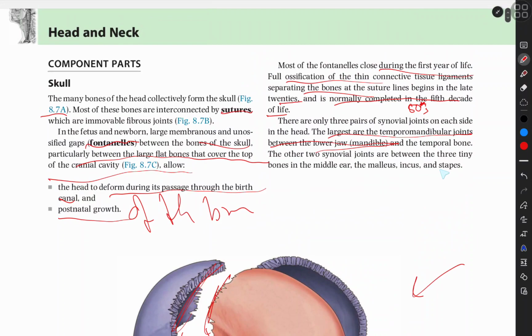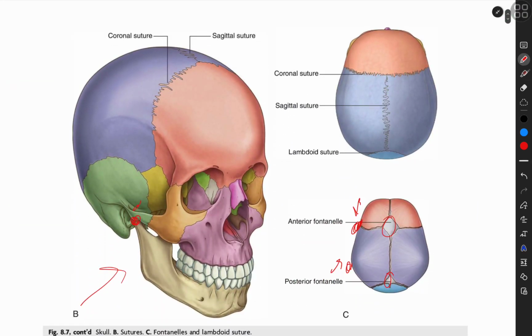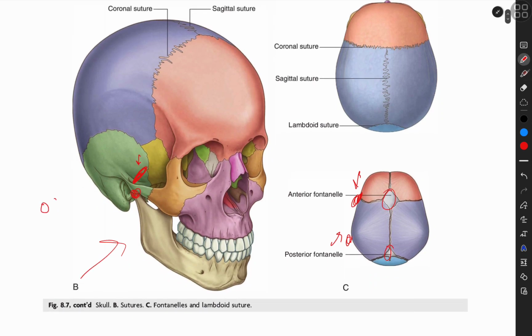And the temporal bone. 2 other synovial joints are between the 3 tiny bones in the middle ear: malleus, incus, and stapes. Okay, so inside the ear here, there are 2 synovial joints between 3 bones. So these 2 synovial joints.